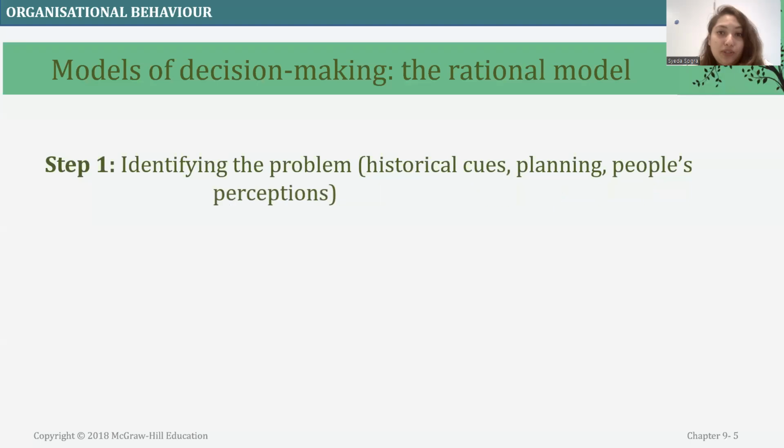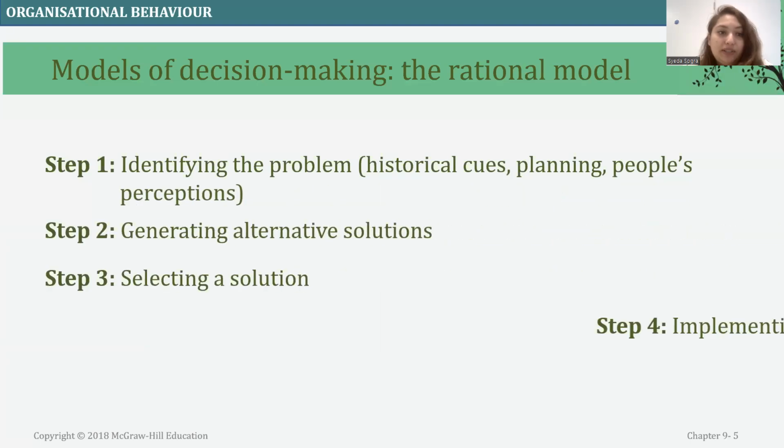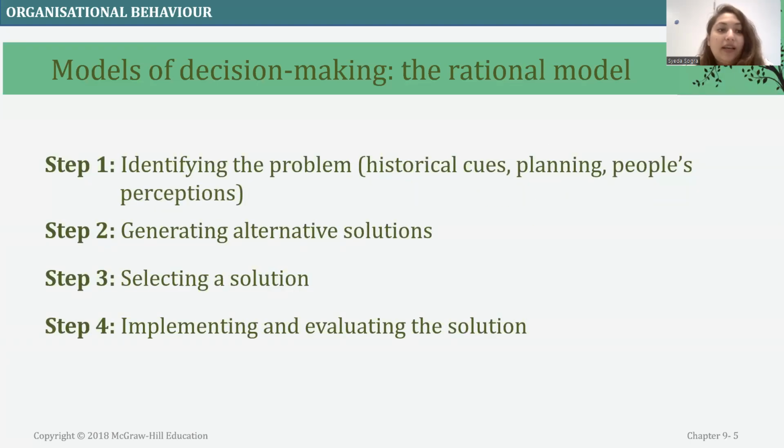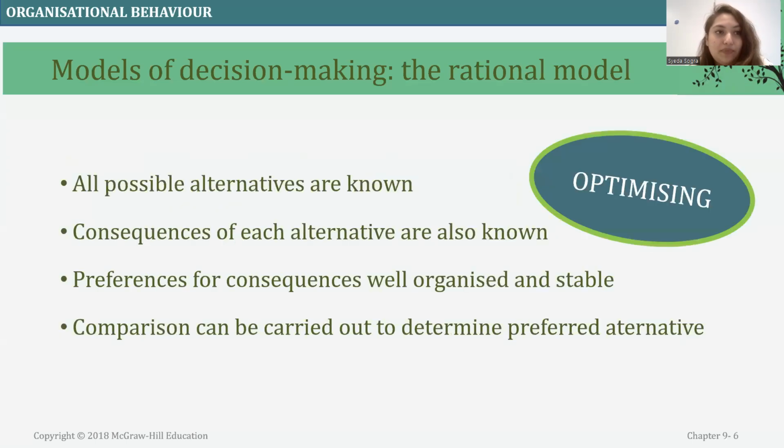If you look at the model of decision-making, the rational model includes certain stages. There are 4 stages. Step 1 is identifying the problem. Step 2 is generating alternative solutions to the problem. Step 3 is selecting a particular solution. And moving to step 4, which is implementation and evaluation of the solution.